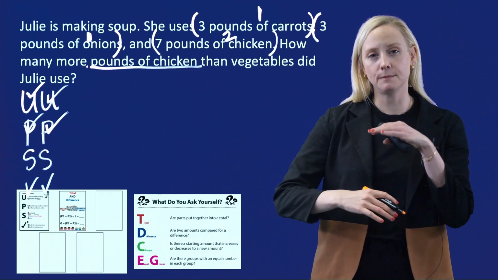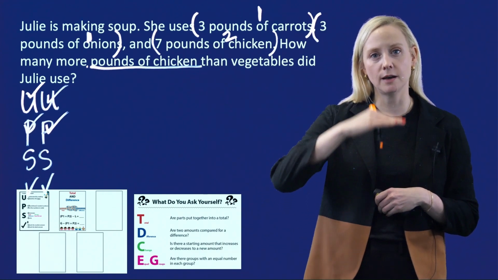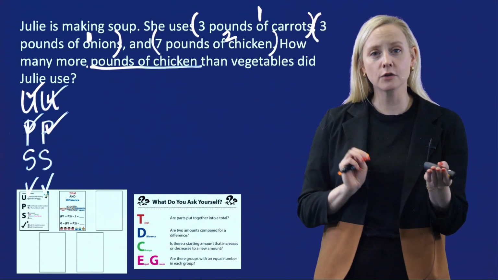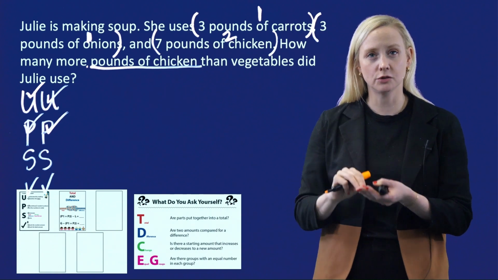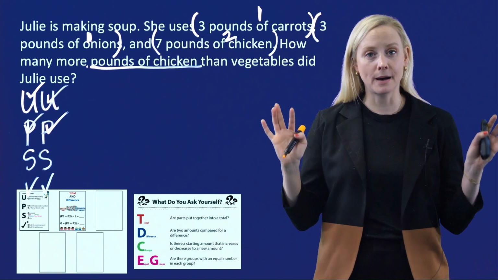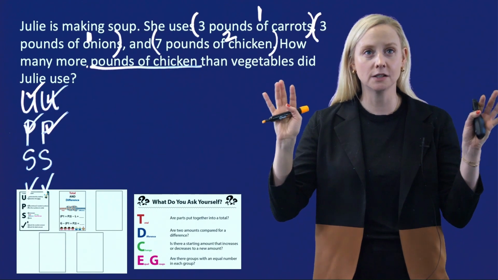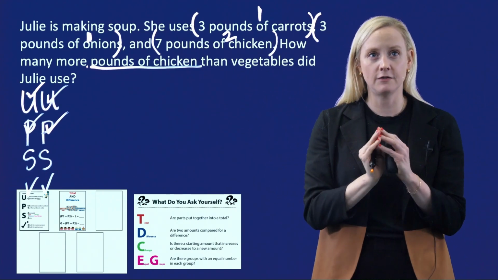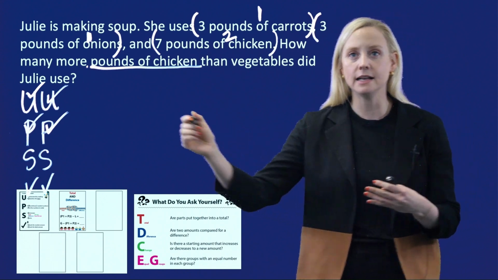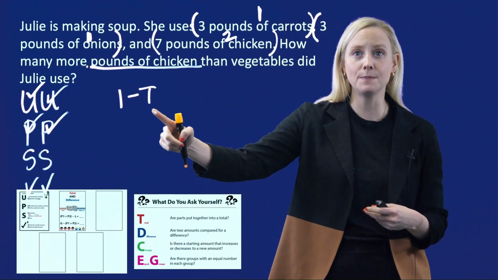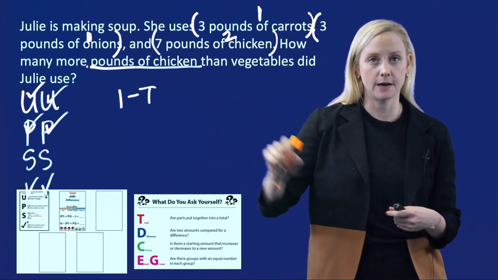Are two amounts compared for a difference? Is there a starting amount that increases or decreases to a new amount? Or do we have groups with an equal number in each group? Here, I'm combining first because I have the pounds of carrots and the pounds of onions to find the total number of vegetables. When I'm combining, I am putting parts together for a total. So I know my first step is going to involve the total schema.